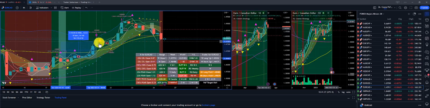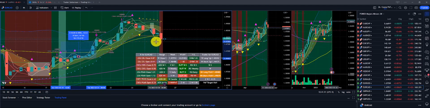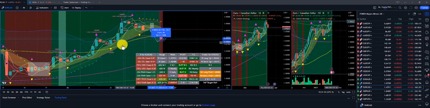Nice 123 pip gain. Now, PSR did go over the Z3 excursion, and then eventually got a nice little pop at the end too as well. The small overall trade gain, about 22 pips.